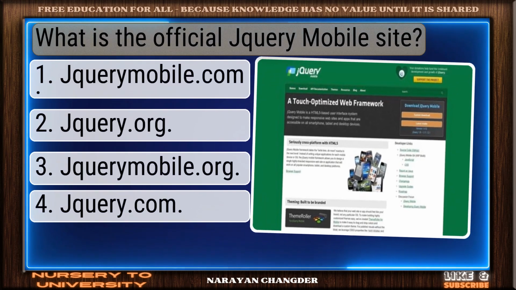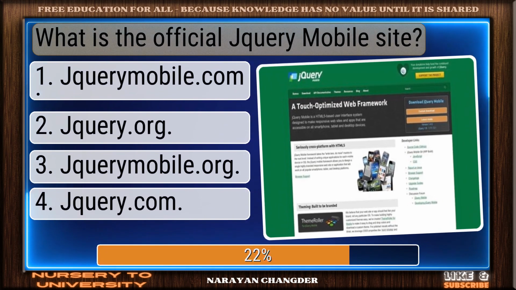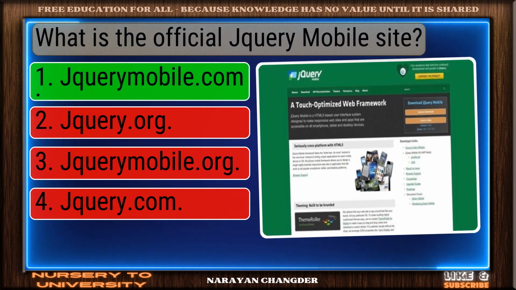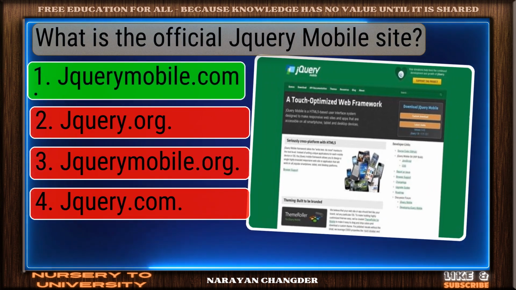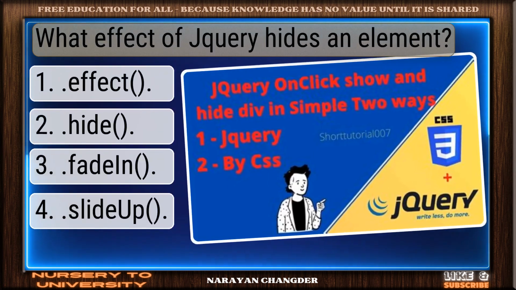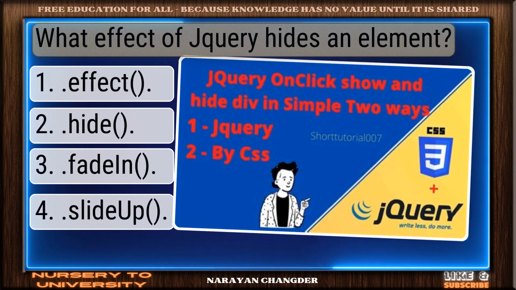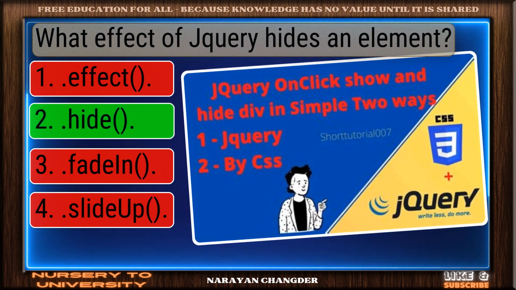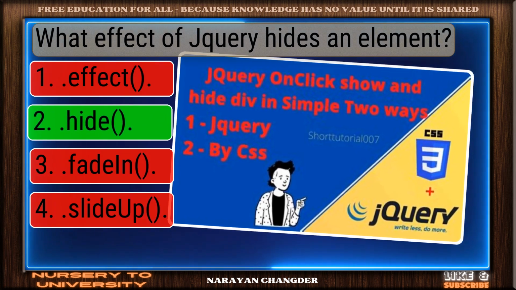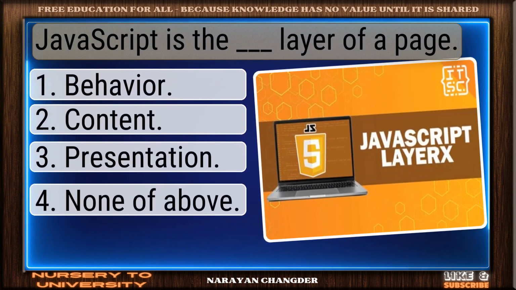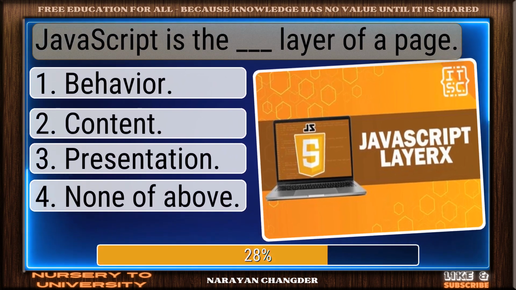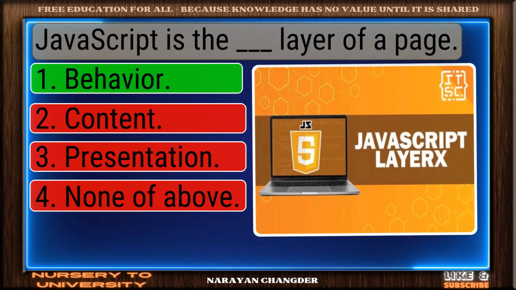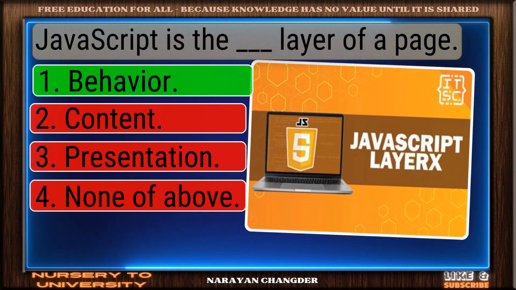What is the official jQuery Mobile site? Exactly. jquerymobile.com makes sense and it is the right choice. What effect of jQuery hides an element? Smart move. Hide is an accurate answer. JavaScript is the dash layer of a page. Correct response. Behavior is the most accurate answer.